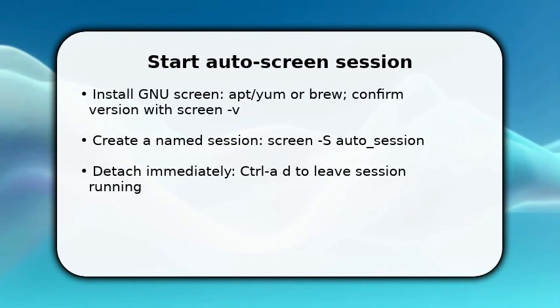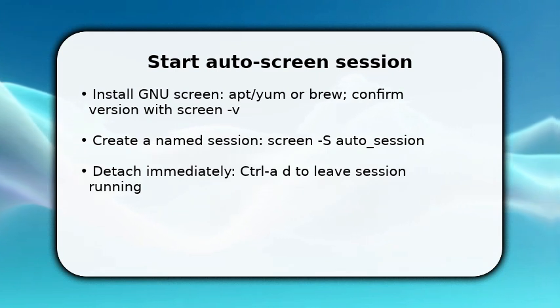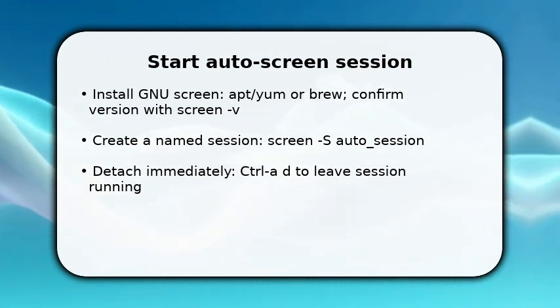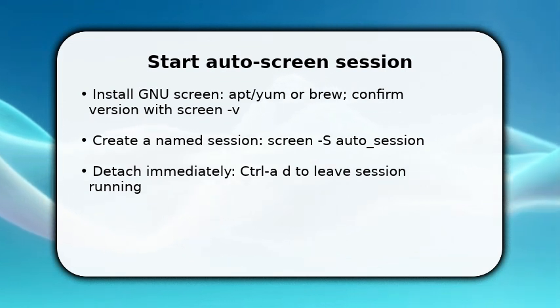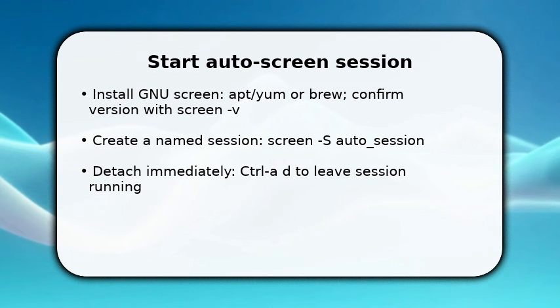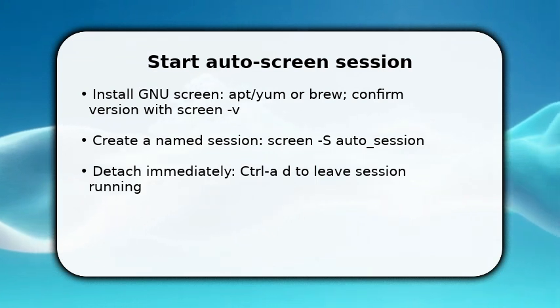You begin by installing and verifying GNU Screen so the automation has a stable runtime. Create a named session with screen -S auto_session to identify it later. This matters when multiple services run. Once created, run your initial command inside the session and detach using Ctrl+A then D so it continues in background.